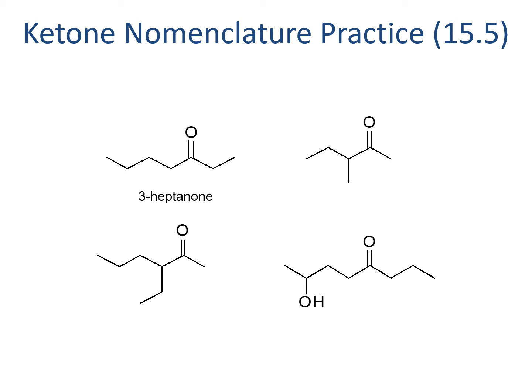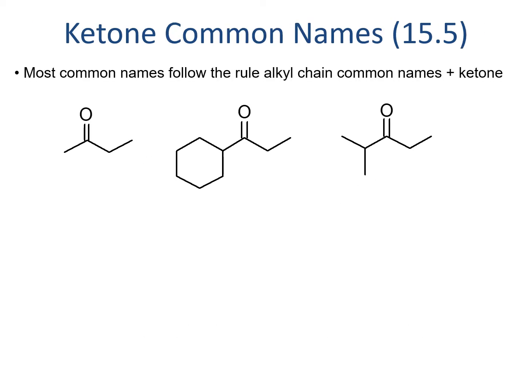The molecule on the top right is 5 carbons long. Counting from the right keeps the ketone lower, and we have a 3-methyl-2-pentanone. The next molecule is 3-ethyl-2-hexanone, once again counting from the right. And finally, we have hydroxy showing up in 7-hydroxy-4-octanone. Ketones also go by common names.